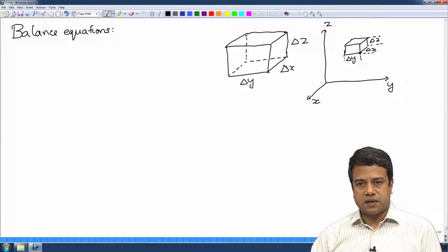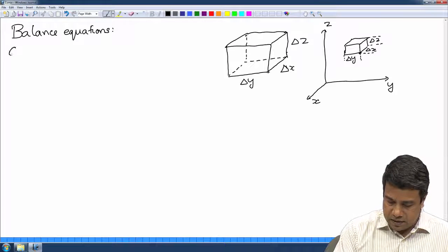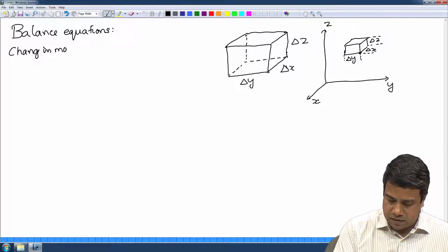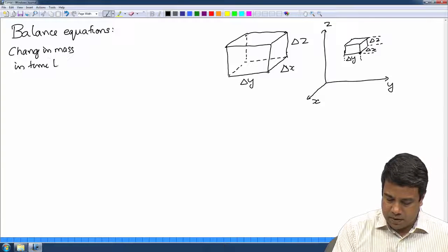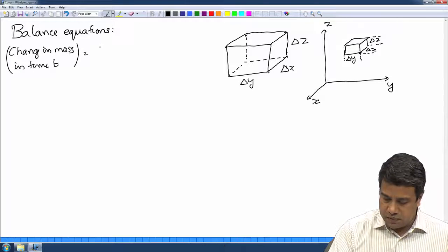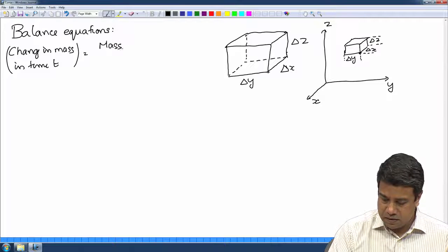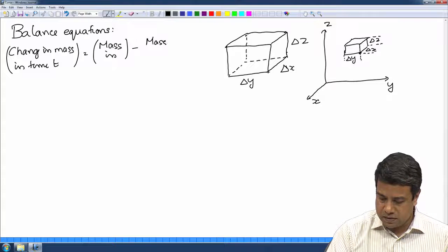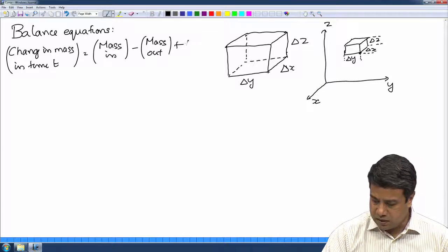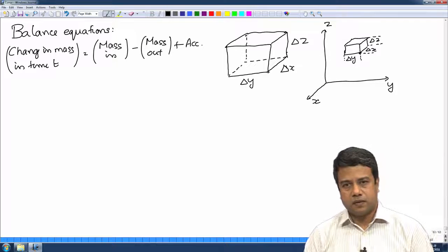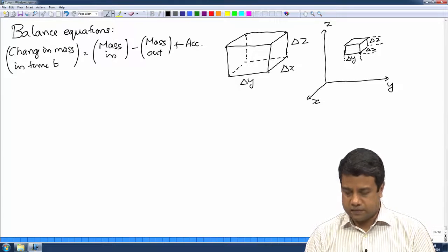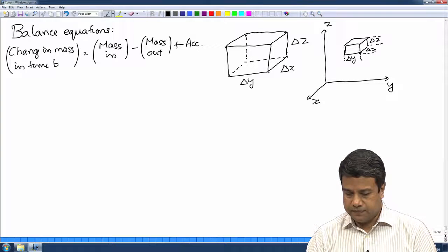the mass balance equation has the form: the change in mass in time t is equal to mass in minus mass out plus any accumulation of mass due to reactions or some other reason. So, that is the balance equation.